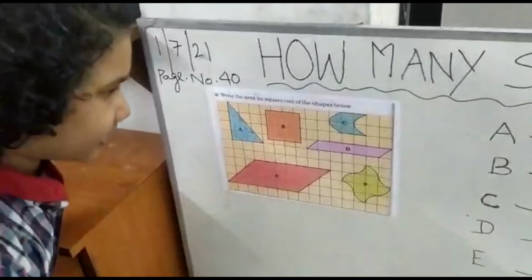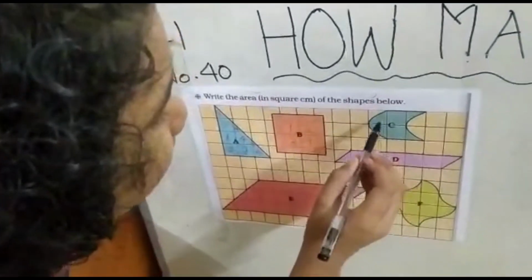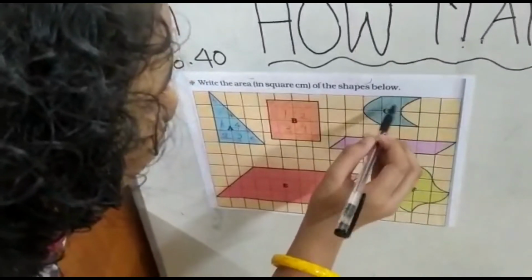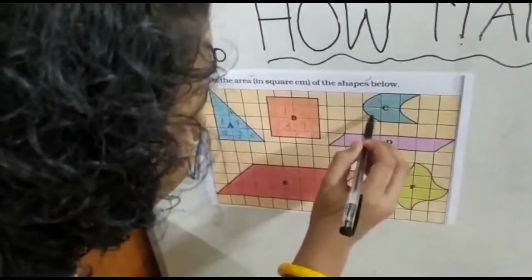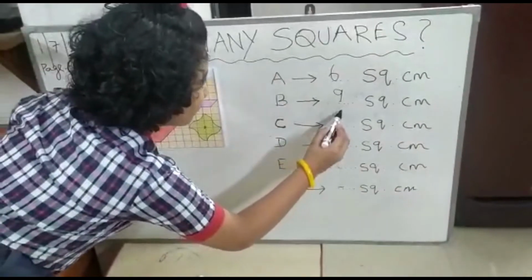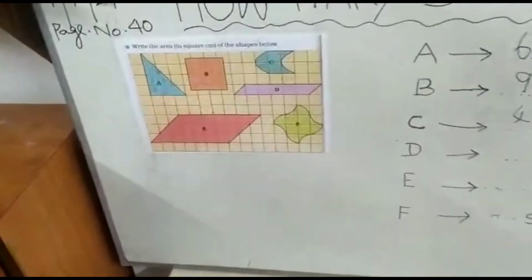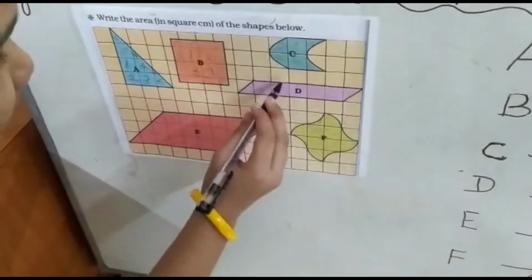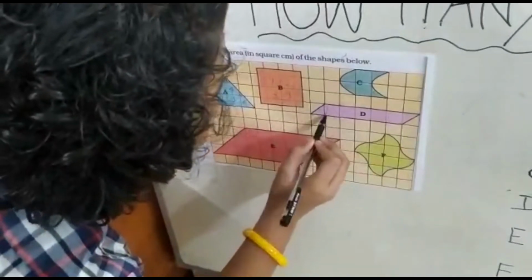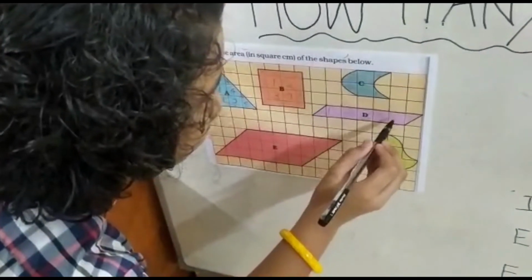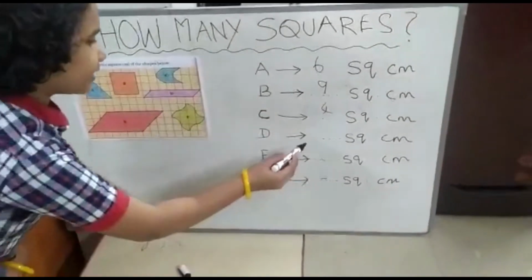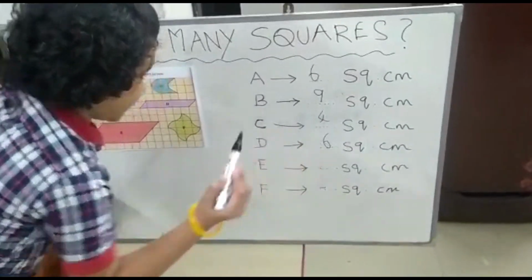And next C. Draw the horizontal and vertical line. Count the full squares. 1 and 2. Here are halves of squares. 3, 3 is 4, 4. Area of C is 4 square centimeter. And D. Here join the horizontal and vertical line. Count the squares. 1. Here is half of 6, 6. D area is 6 square centimeter.